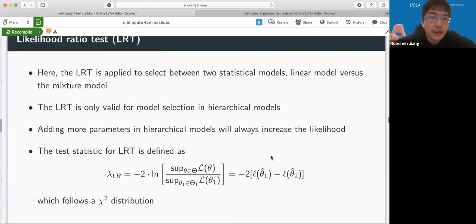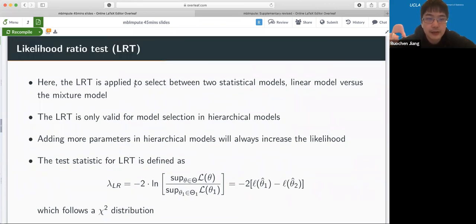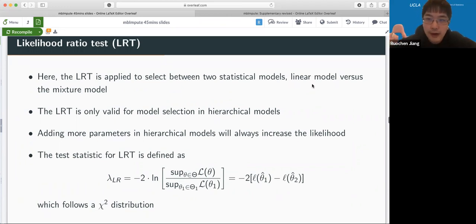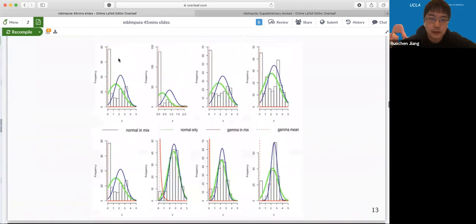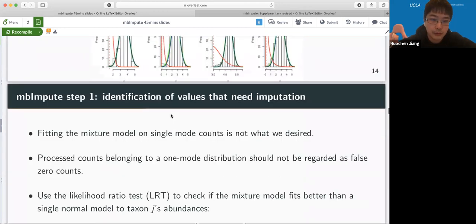Okay, then the likelihood ratio test, as I mentioned, is applied to select between two statistical models, the linear model we have and the mixture model. The linear model is basically the normal distribution with the mean as some product of the parameters and the covariates. And the mixture model is the one we have with the combination of the gamma distribution and the normal distribution. This is the mixture model, and the blue line is just the normal distribution.